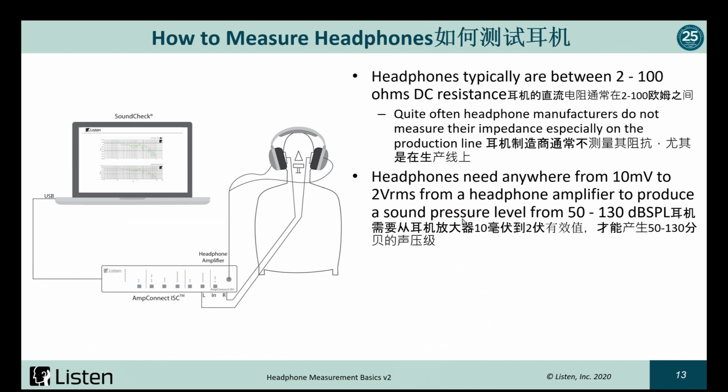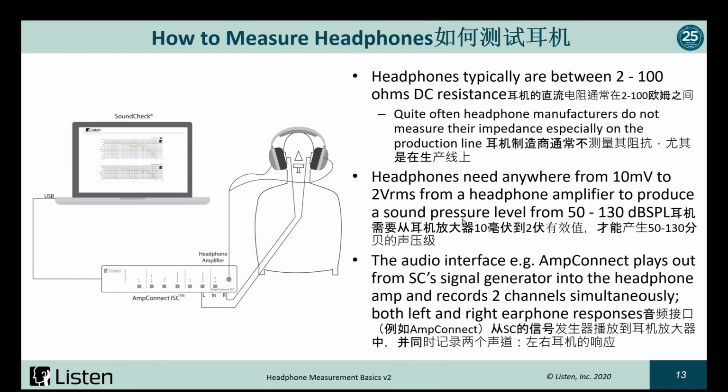Typically, headphones need anywhere from 10 millivolts to 2 volts, depending on the design. They can get quite loud, and this is where you have to be really careful because the earphone is right next to your ear canal. The loss due to distance is minimal, so you can get some really high sound pressure levels at the ear and damage your ears if you're not careful.